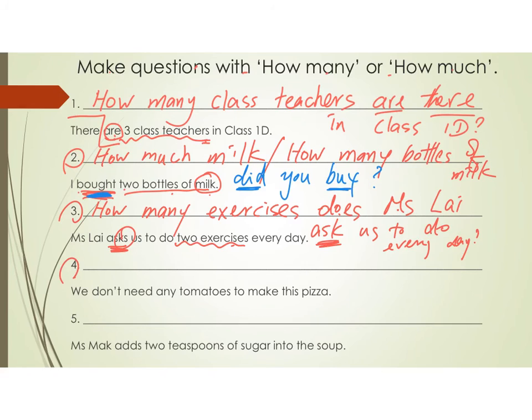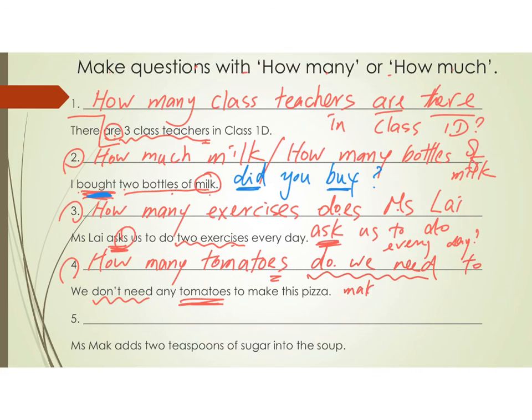Number 4. We don't need any tomatoes to make this pizza. Tomatoes. So we say how many tomatoes? And then the verb don't need. So it is present tense. So we have to say do we need to make this pizza?